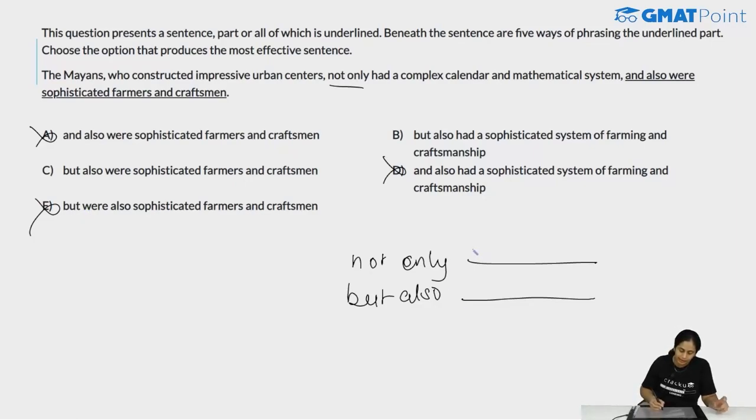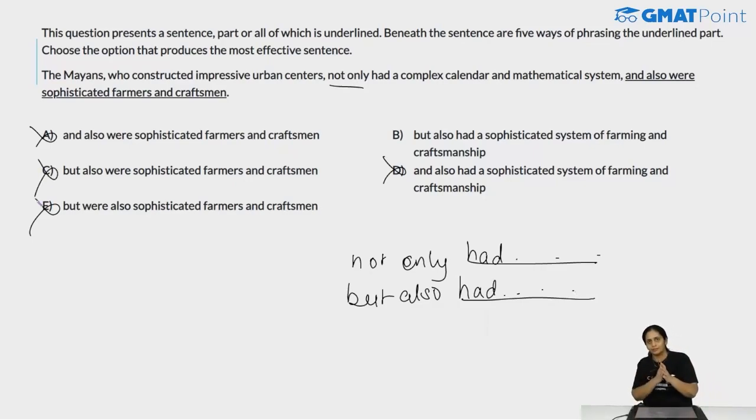Now, in this particular sentence, you have not only had something. So, here also you would have but also had. So, using the second parallel construction, we can eliminate option C. You should have but also had, a parallel structure. Because it is not only had a complex calendar and mathematical system, you should have but also had a sophisticated system of farming and craftsmanship. Only option B is parallel in structure to the sentence that is given after not only. So, the correct option to choose is option B.